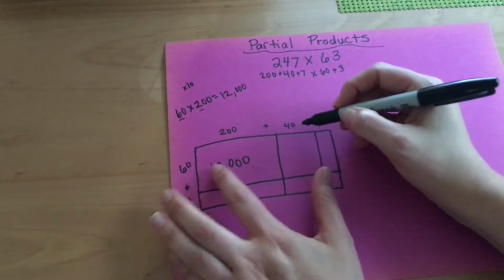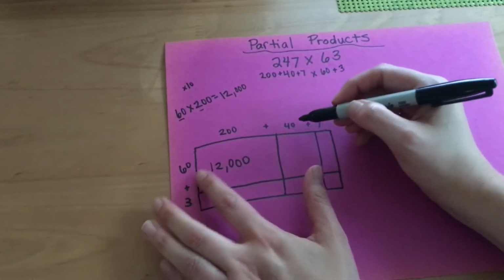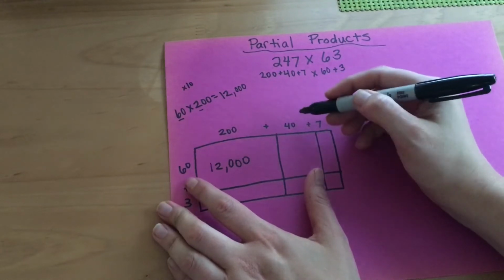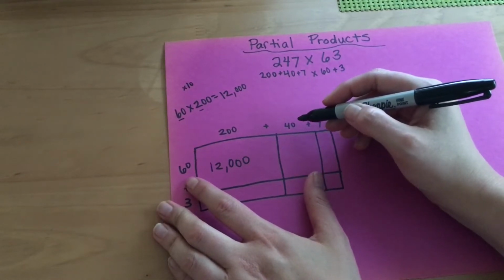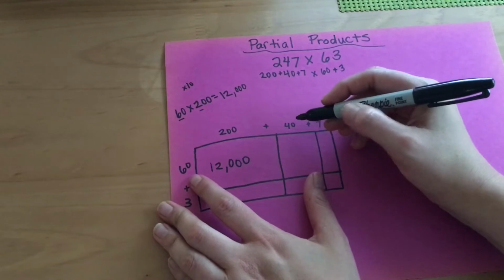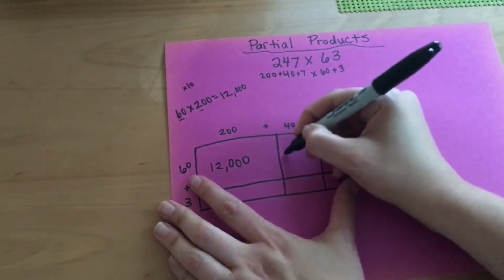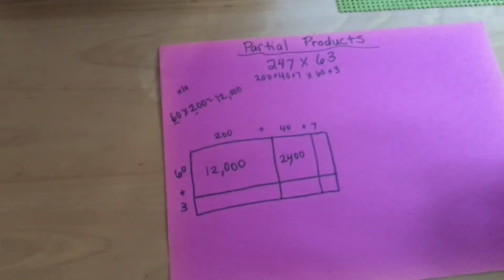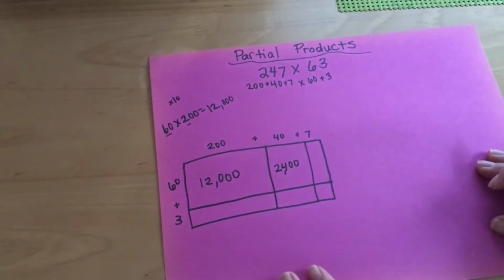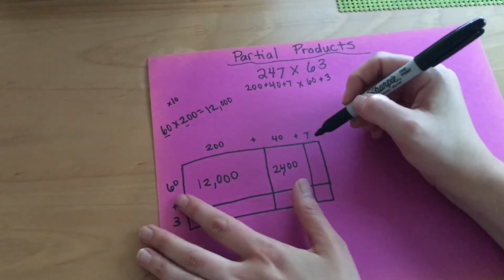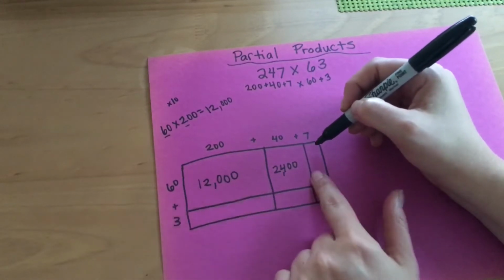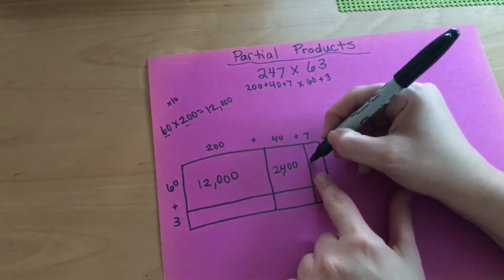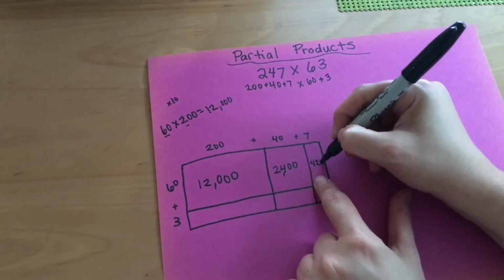So then I'm going to move to this one. 6 times 4 is 24. 6 times 40 is 240. So 60 times 40 is going to be 10 times that much, which is 2,400. Next we would do 60 times 7. 6 times 7 is 42, so 60 times 7 is 420.